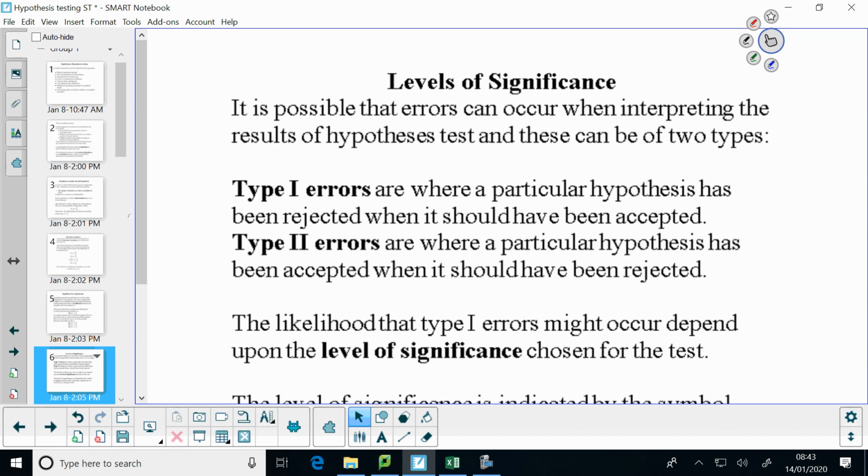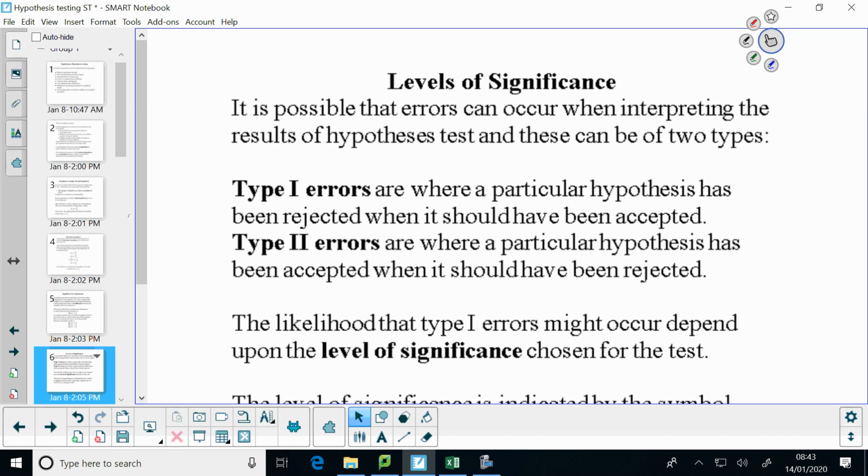Now, there's quite a bit of stuff. I don't have to go through how you work out the levels of type 1 and 2 errors for this course. If you're interested, you can find that information in your Bird mathematics books if you wish to.